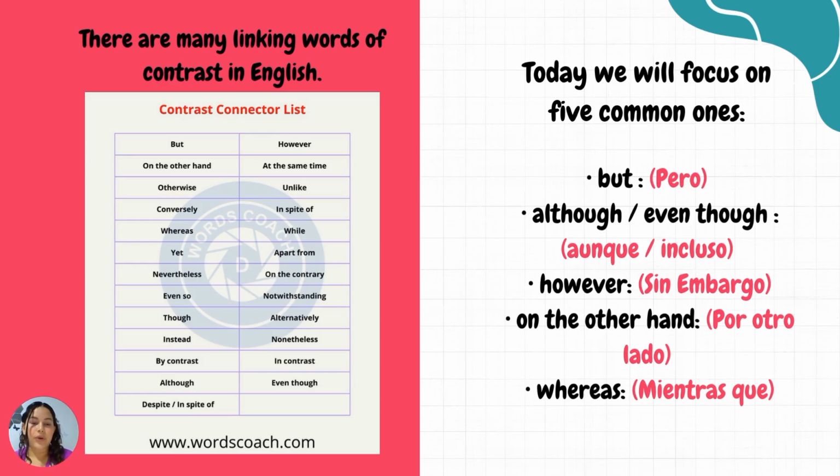It is important to note that English contains many linking words of contrast. So, the table shows all the existing connectors for forming complete sentences. However, due to time limitations, in this lesson we will focus on 5 of the most common and useful ones. These are but, although, even though, however, on the other hand, and whereas. These connectors are frequently used in everyday communication as well as in academic writing.